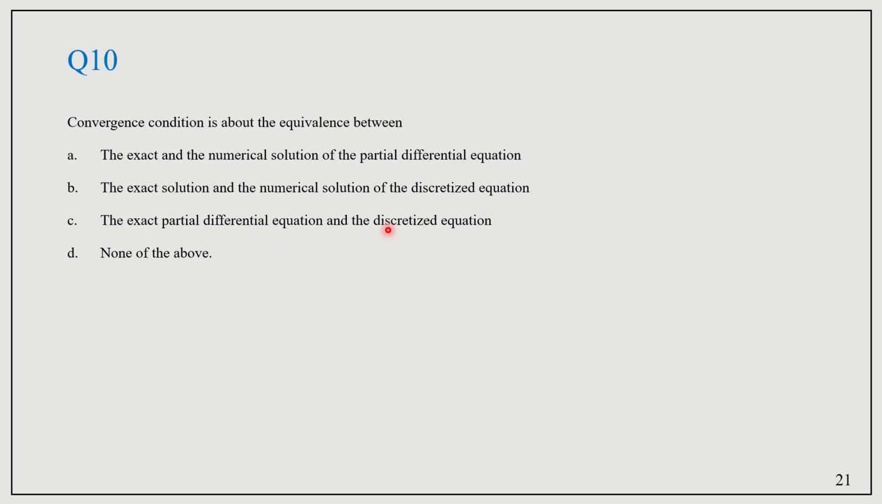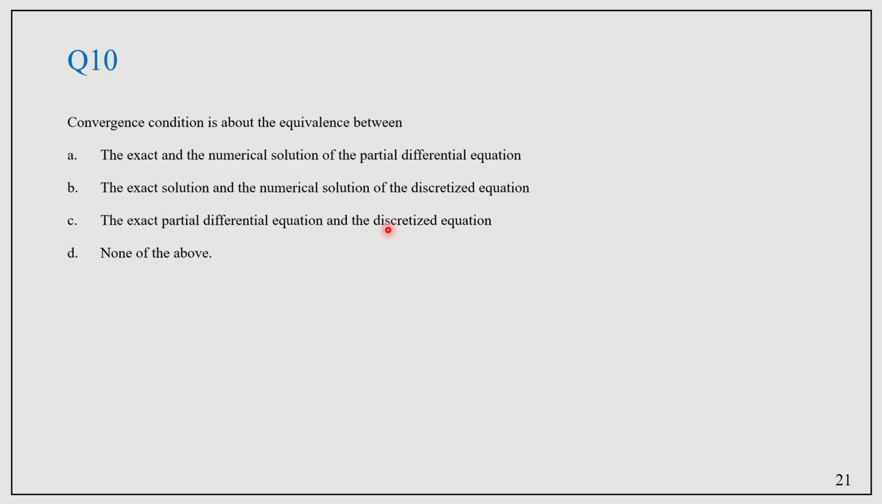And option D, none of the above. So the question is about convergence condition. In all the CFD problems, we want to attain converged solutions. So what exactly is the converged solution or convergence? The answer is actually option A. The convergence condition is about the equivalence between the exact and the numerical solution of the PDE.